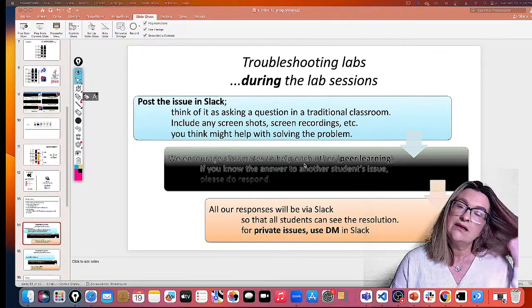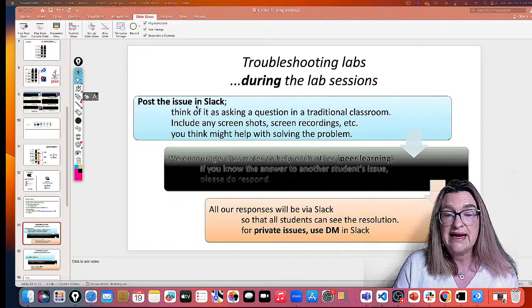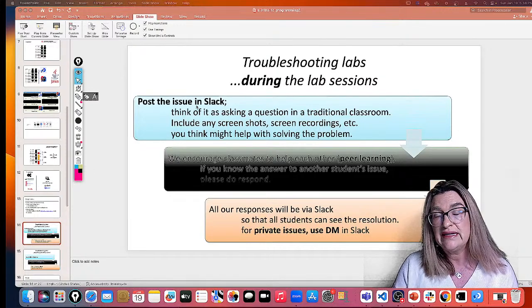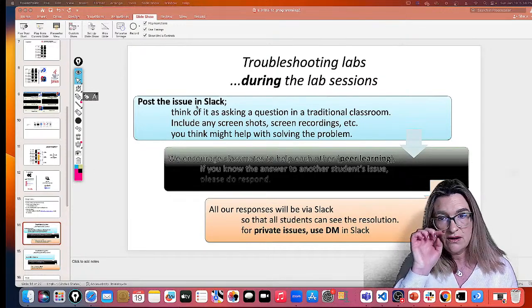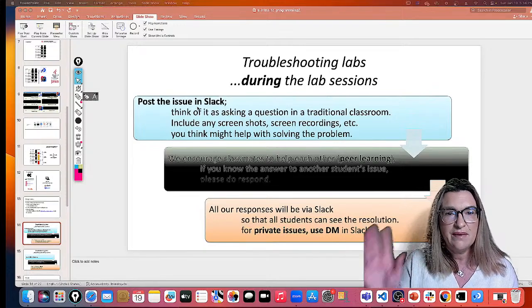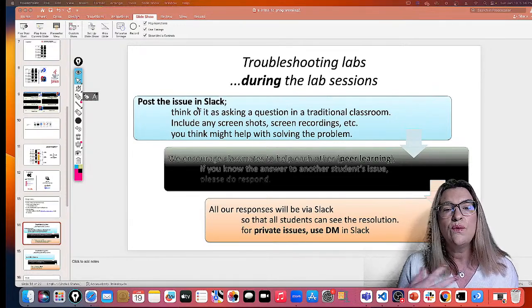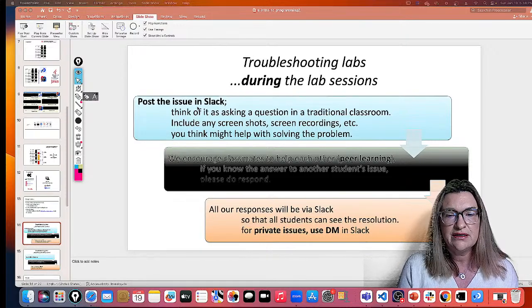Okay. So if you're troubleshooting during the lab sessions, just post the issue in Slack. During the lab sessions, we're online. So myself or Pete or Mairead might be online. So we'll have told you at the start of the lab, hey, I'm here, give me a shout, I'll jump onto Zoom. Okay. We encourage the classmates to help each other.